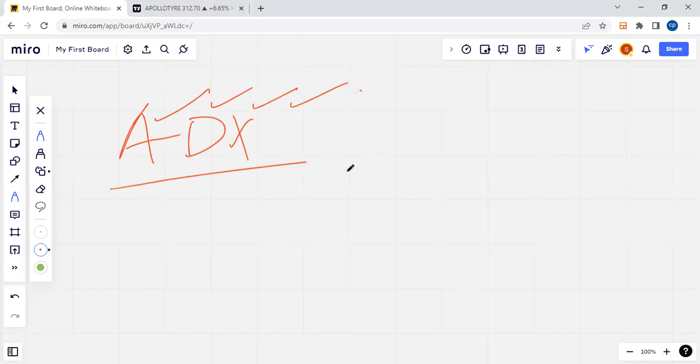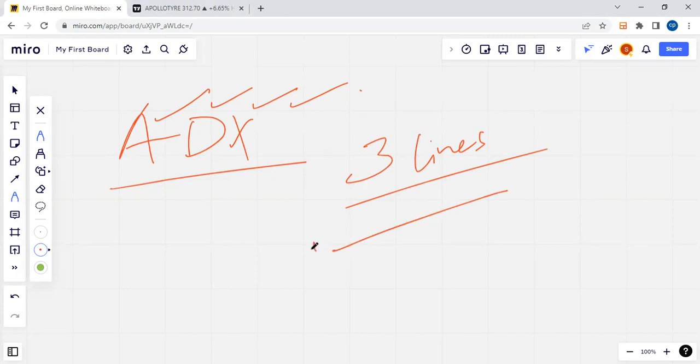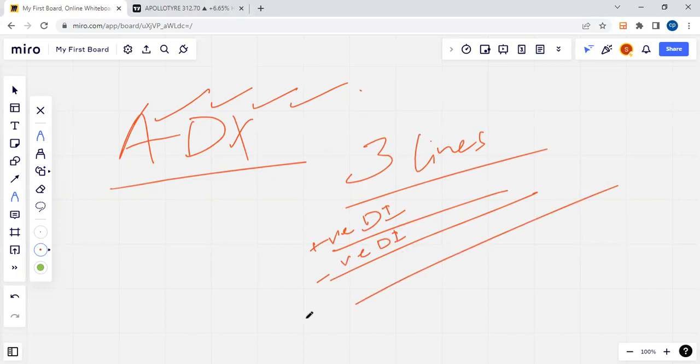When we take this ADX in any trading platform, we'll find three lines. One particular line is the positive DI. Another line is the negative DI. The third line is my ADX line.